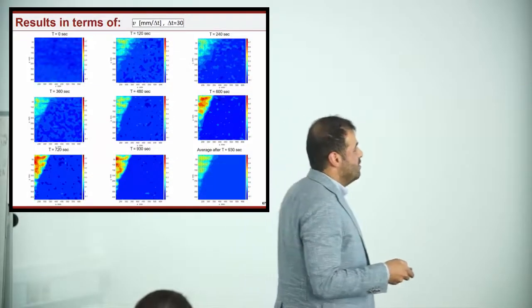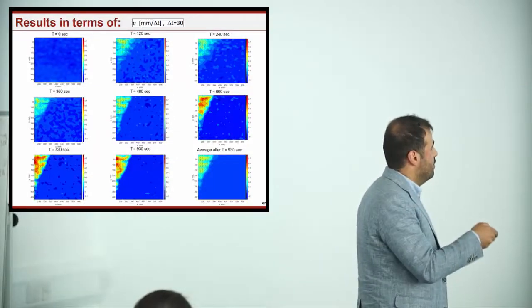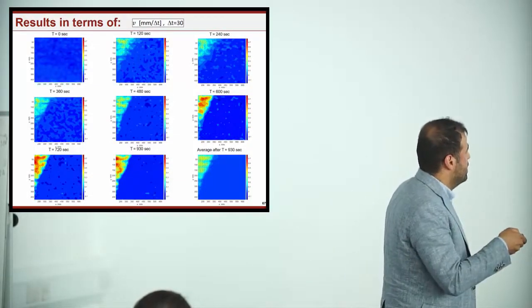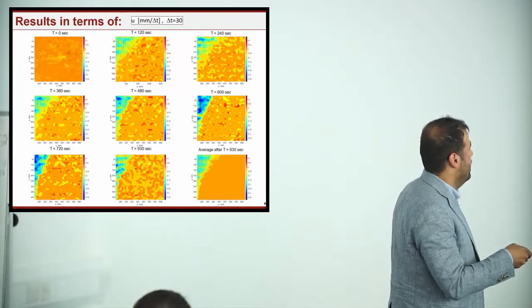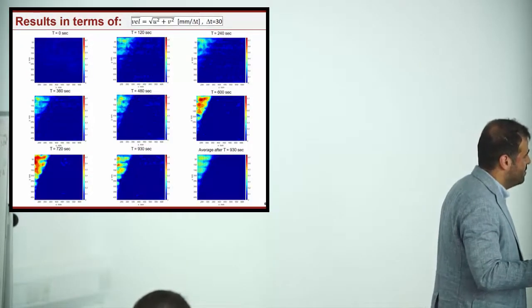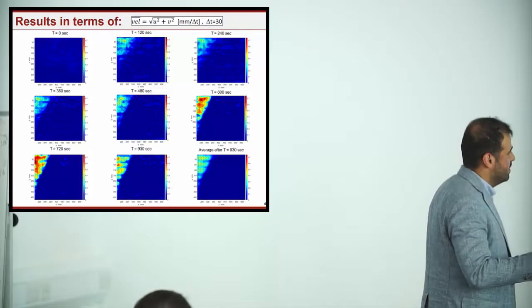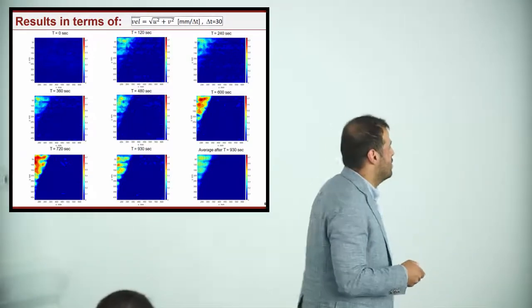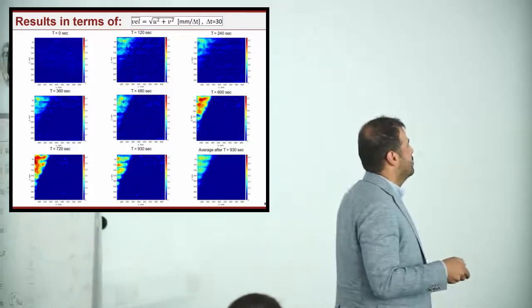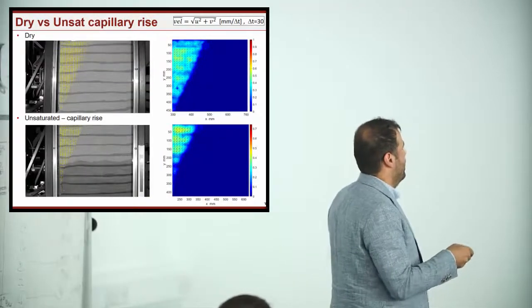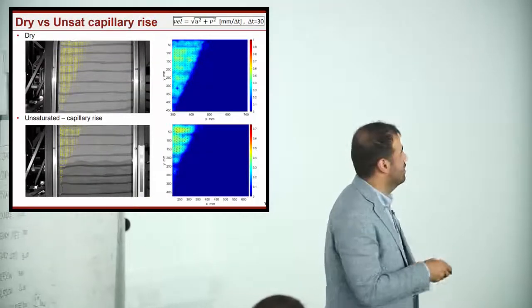Here there is the digital imaging correlation, again in terms of vertical displacement, horizontal displacement, and the combination of them. And here you see that in this part where there is suction, the failure surface is totally different with respect to the one of the dry soil. And here there is the combination of the two things.